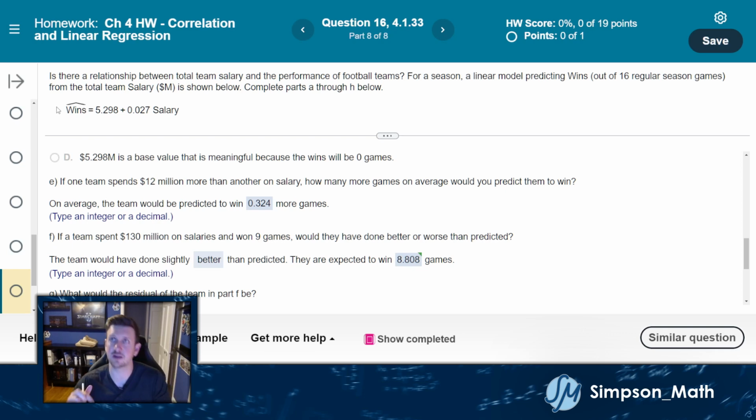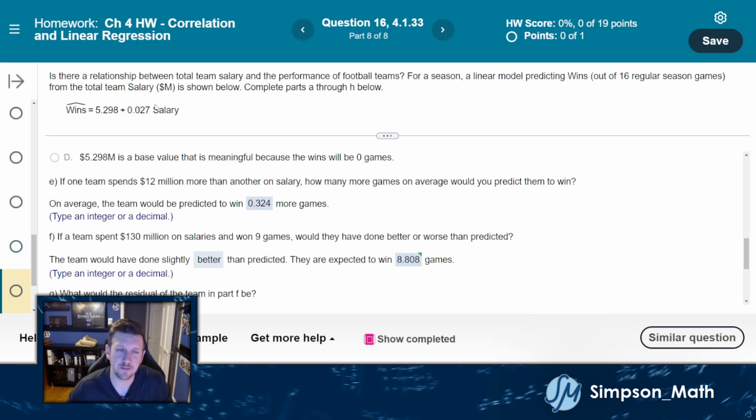So I like to think about my line here. It doesn't matter what point I pick. If this other team has spent 12 million more, so if I go up 12 million on my X, how much more are we expecting to go up on the Y? There are two ways of working it. The long way is to plug in some number for salary and look at the wins, then plug in a number that's 12 million more for salary and look at the wins.